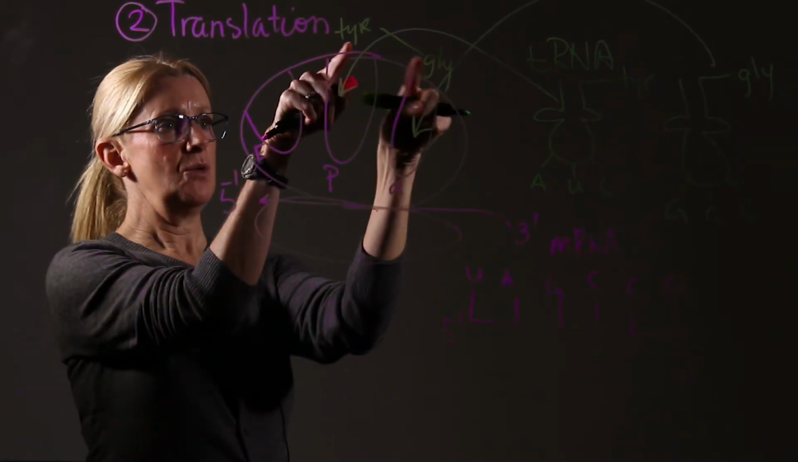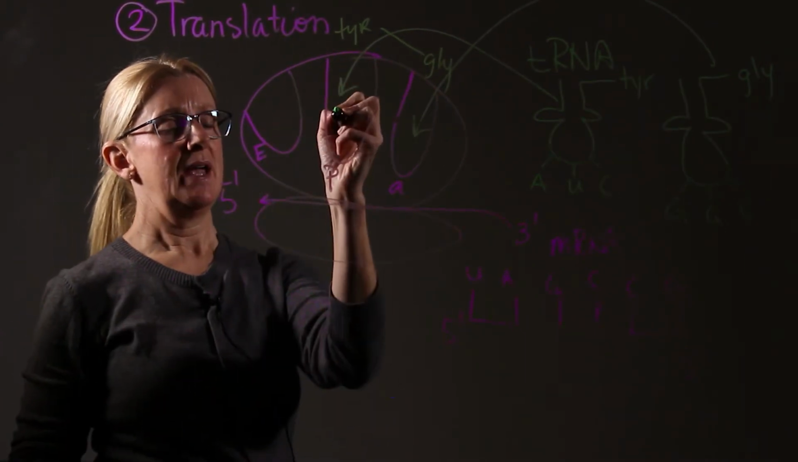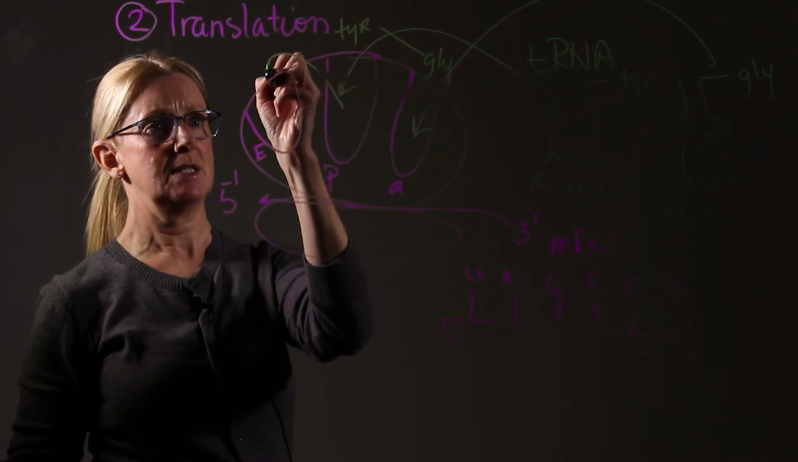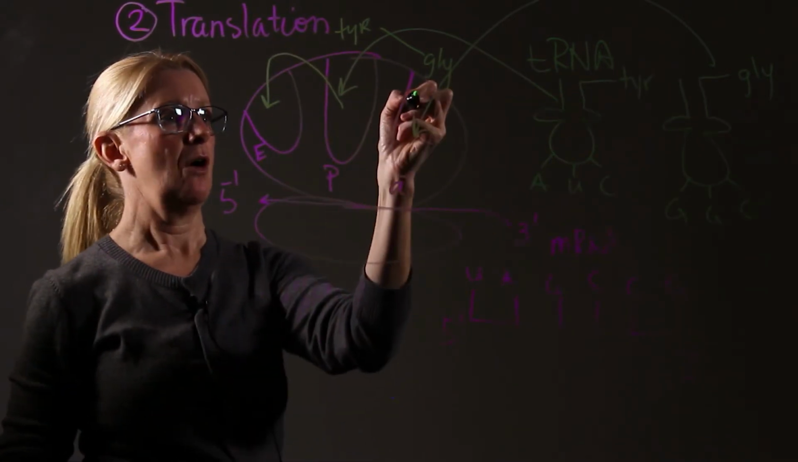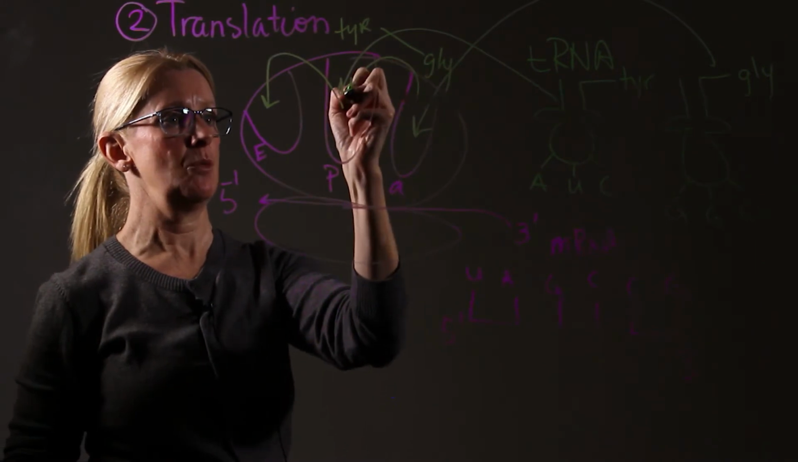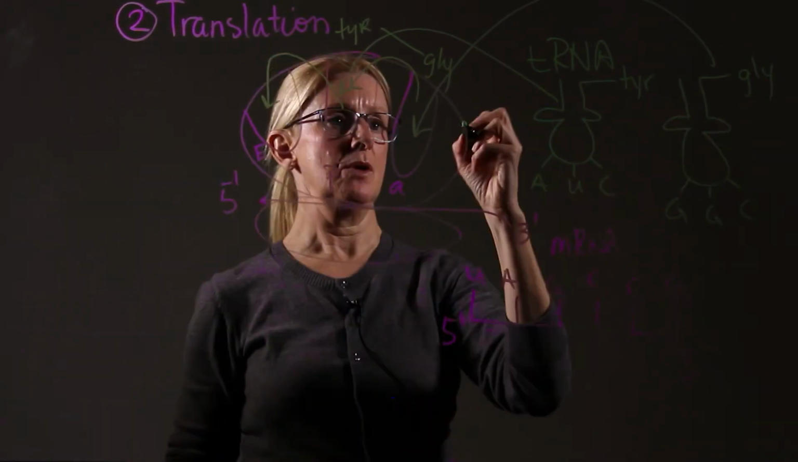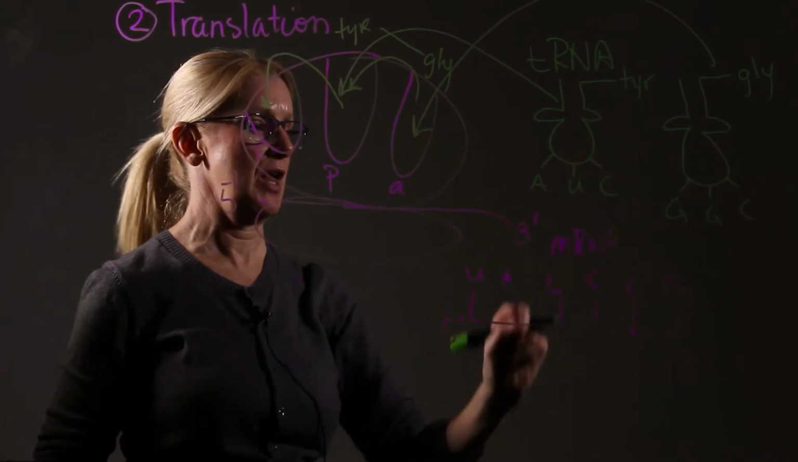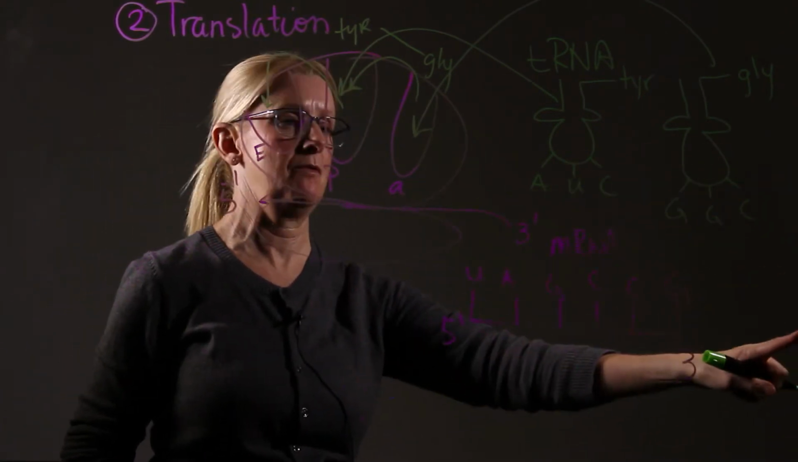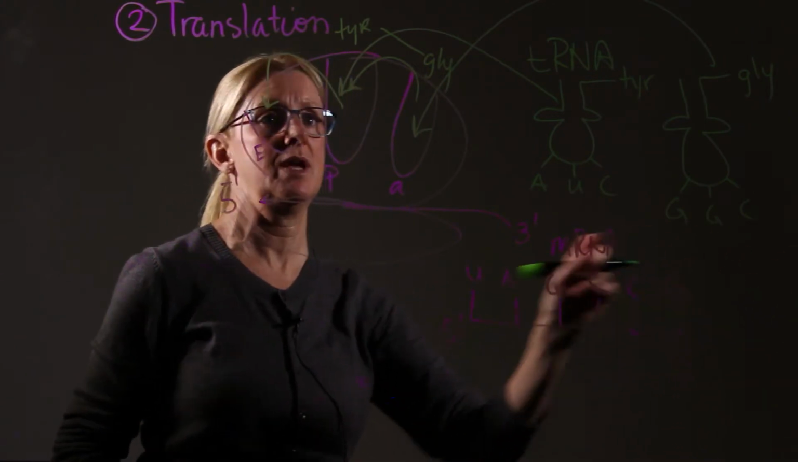And once these two have bonded, we have a whole step where this tRNA goes here. Our first one will move to the E site. Our second one, the one that had glycine, will move to the P site. And this will leave the amino acid site open where a new tRNA can come along for whichever codon would follow here.